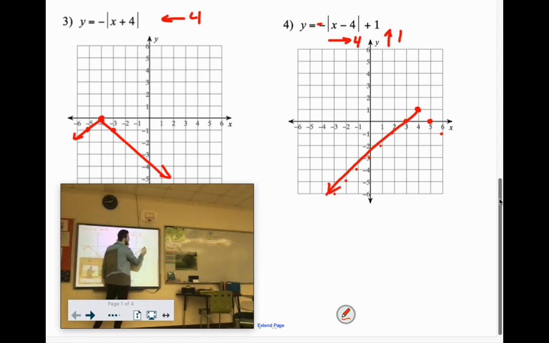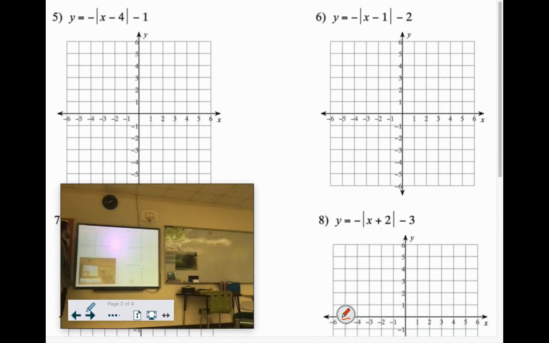Wow, we'll pretend like I hit any of those dots. There we go. Let's keep cruising. These go pretty quick. So this one, we go right 4, down 1. And we have that negative out in front, so we go down 1 over 1 in both directions.